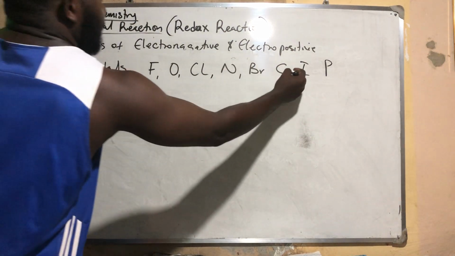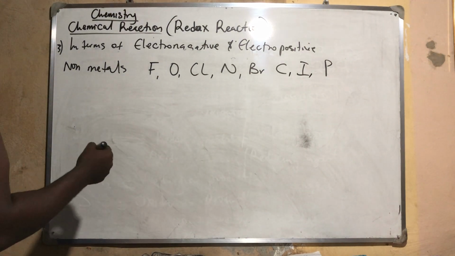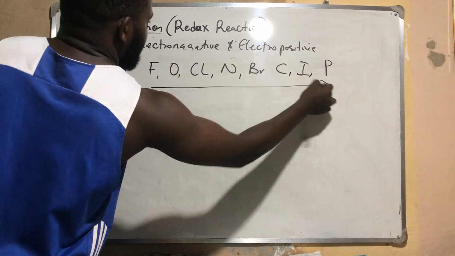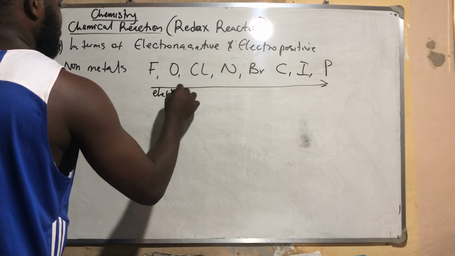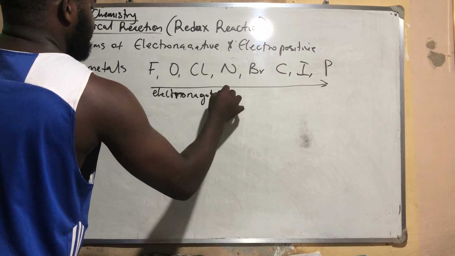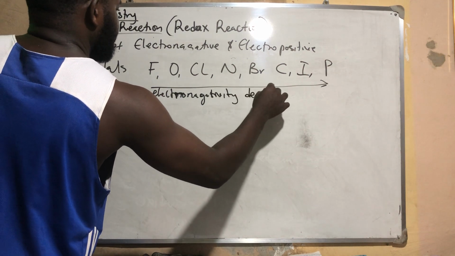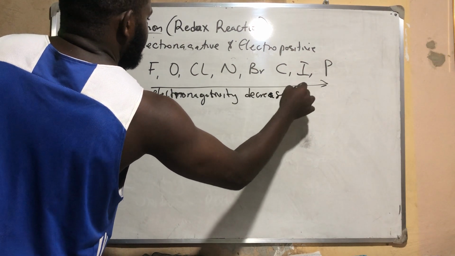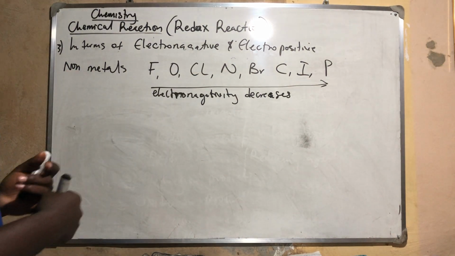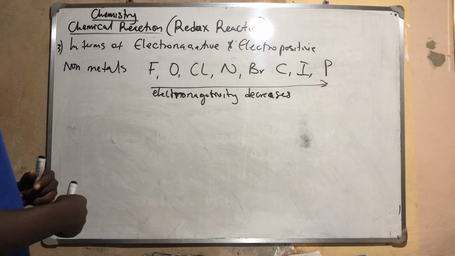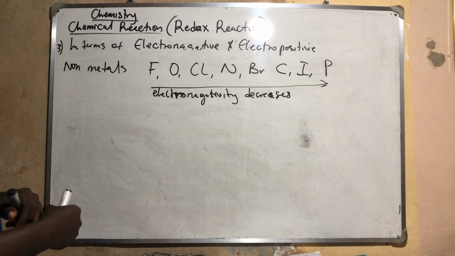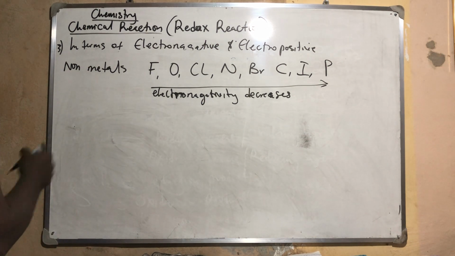Right? So now, electronegativity increases from here. Let me just draw like this and say that electronegativity decreases. It decreases down this way. So you need to know these elements: fluorine, oxygen, chlorine, nitrogen, bromine, carbon, iodine, and phosphorus.